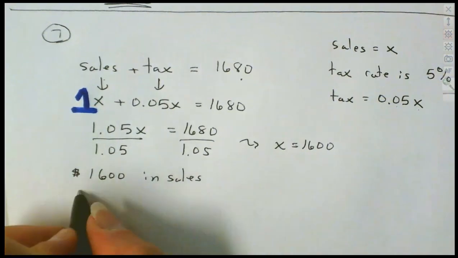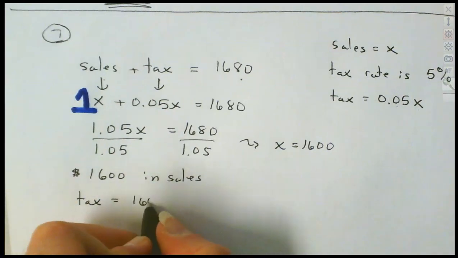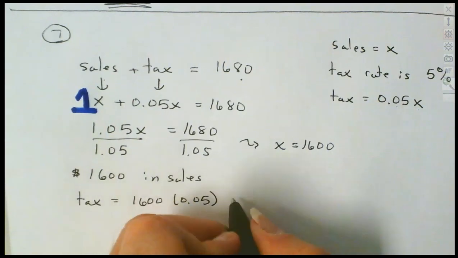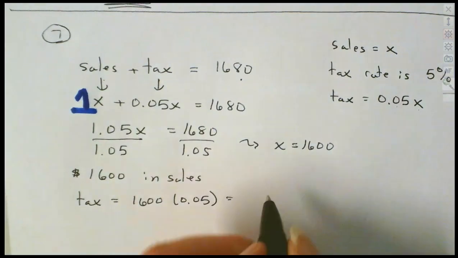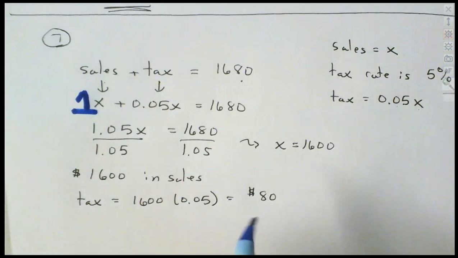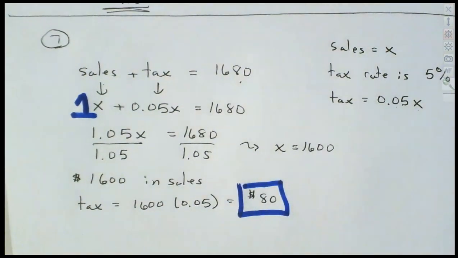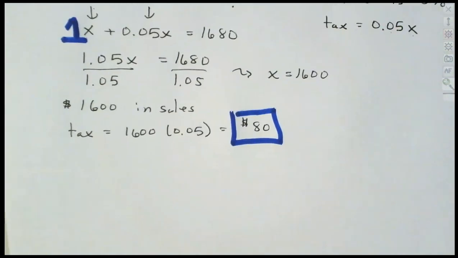So how do you find the taxes? Well, for the taxes, you're going to take that $1,600 that you spent. You're going to multiply it by the 5% tax rate. And that's going to give us that $80. Right? The 1,600 times your 5% gives you 80. And so you're going to have to pay $80 in taxes. So that's how it's done.